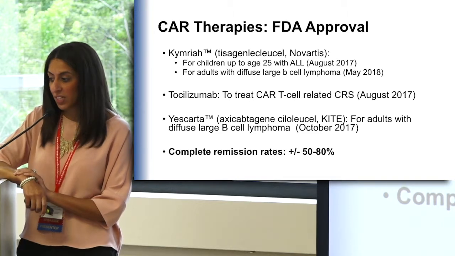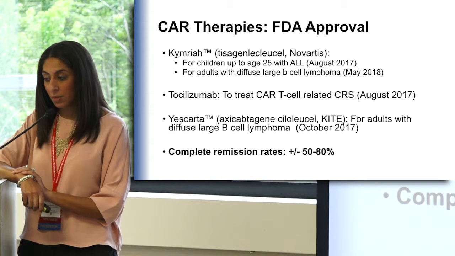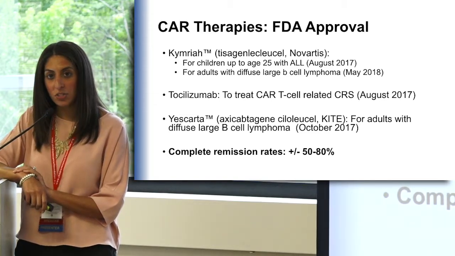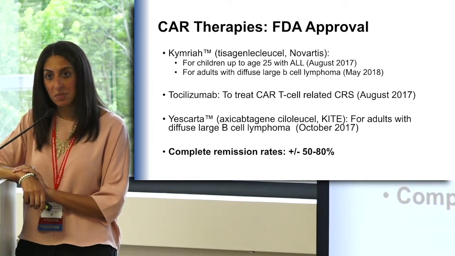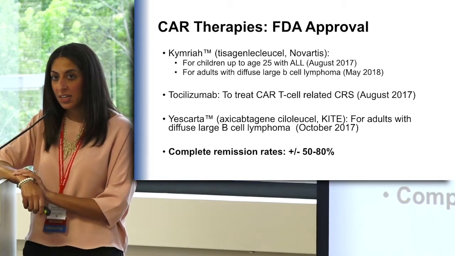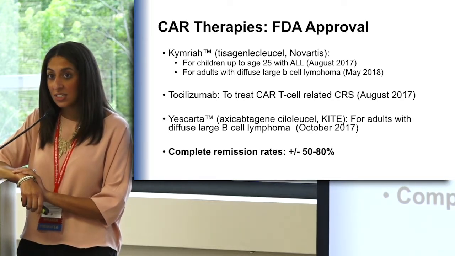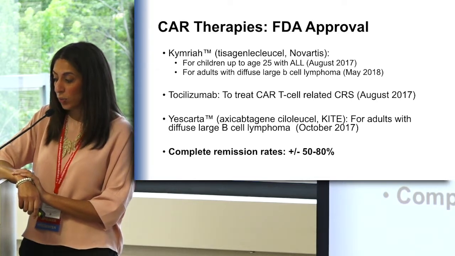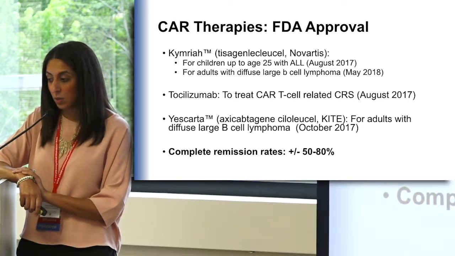Tocilizumab was approved at the same time as Kymriah, in August 2017, for the pediatric B-ALL population, and tocilizumab is used as an IL-6 receptor blockade to help ameliorate some of the side effects of CRS. And Yescarta was recently approved. This is the Kite CAR, the NCI construct, the CD19 28 zeta, so the shorter acting CAR, approved in October 2017, and its first indication is for diffuse large B-cell lymphoma in adults.